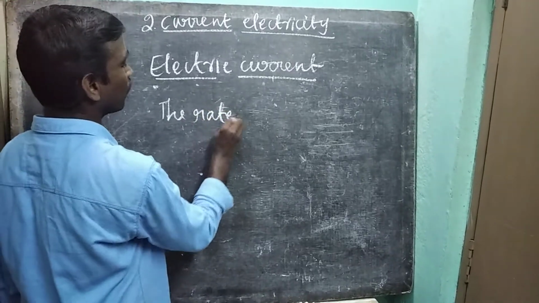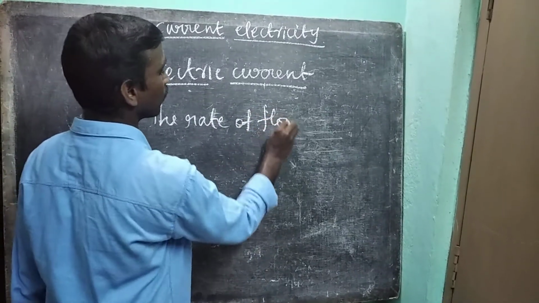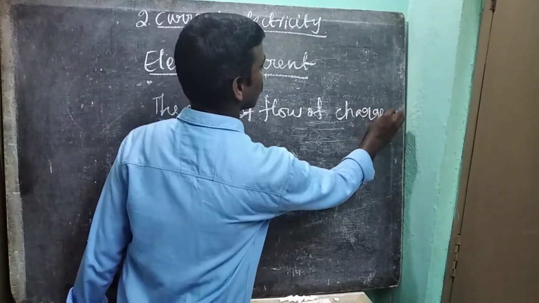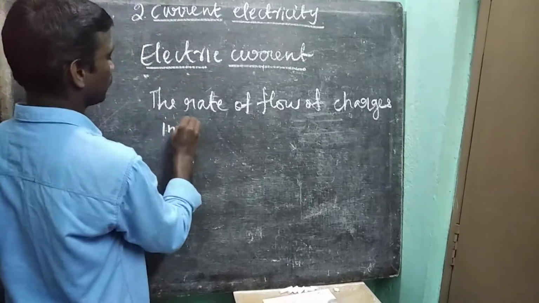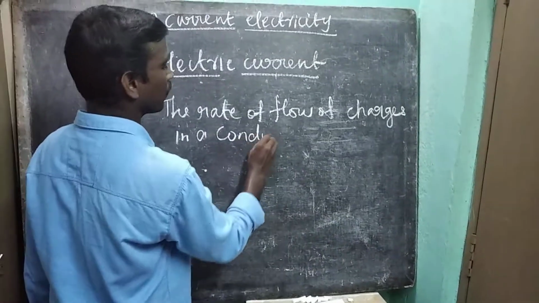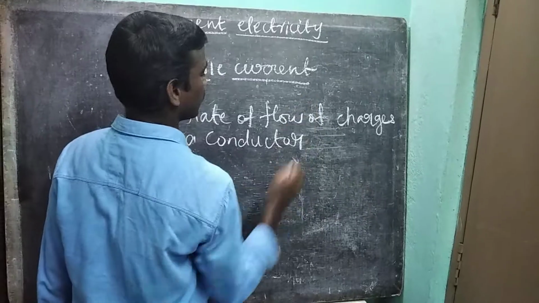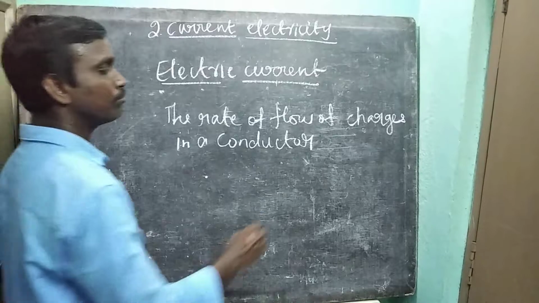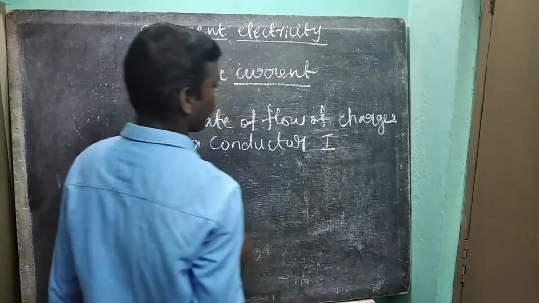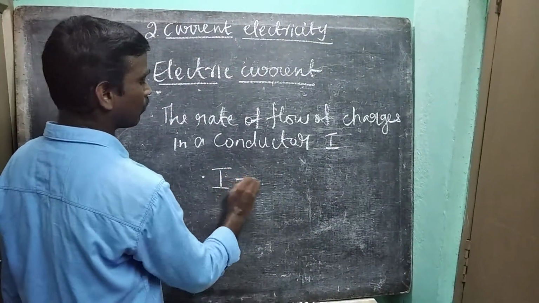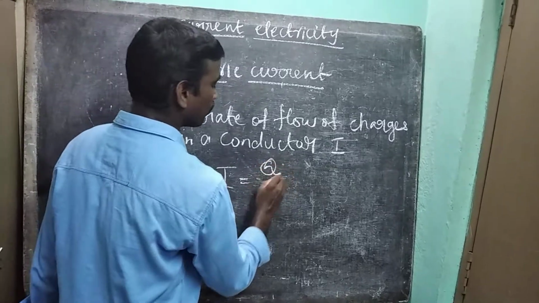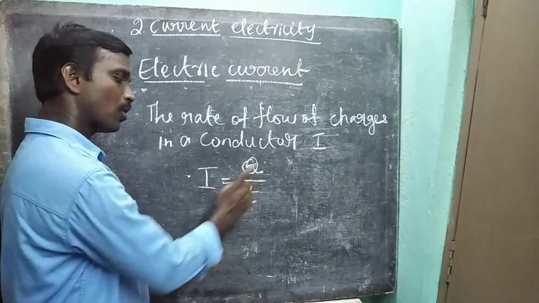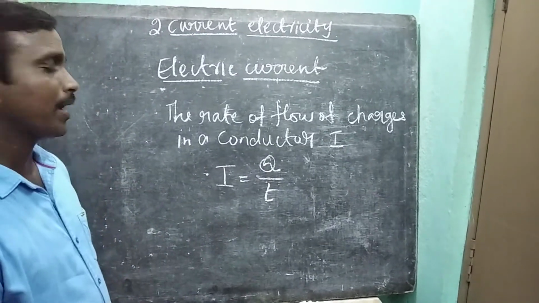Rate of flow of charges in a conductor is called electric current. It is denoted by the symbol I. Current I is equal to Q by T. Here Q represents charge, T represents time.